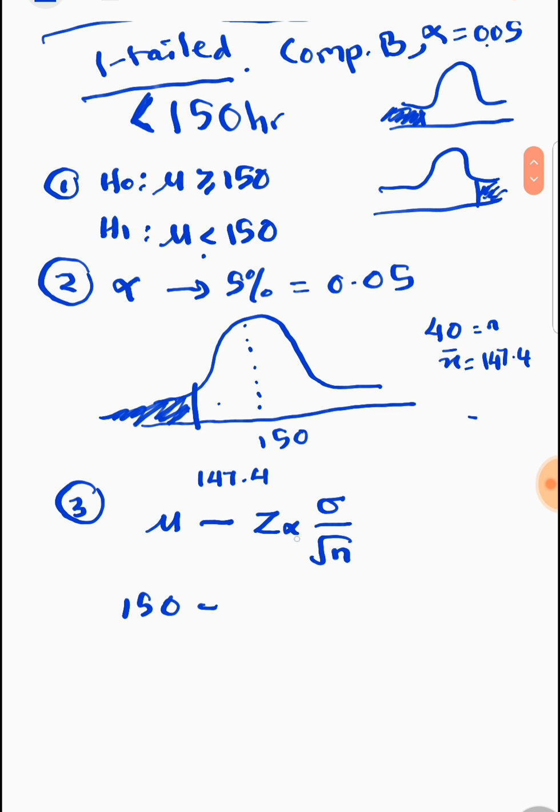So which Z alpha are we going to look at? Since it's a one-tail test, my Z alpha will actually be Z of 0.05. The Z alpha that we had earlier, 1.96, is not applicable anymore. Why so? Because 1.96 is the Z value that gives the probability of 0.025.